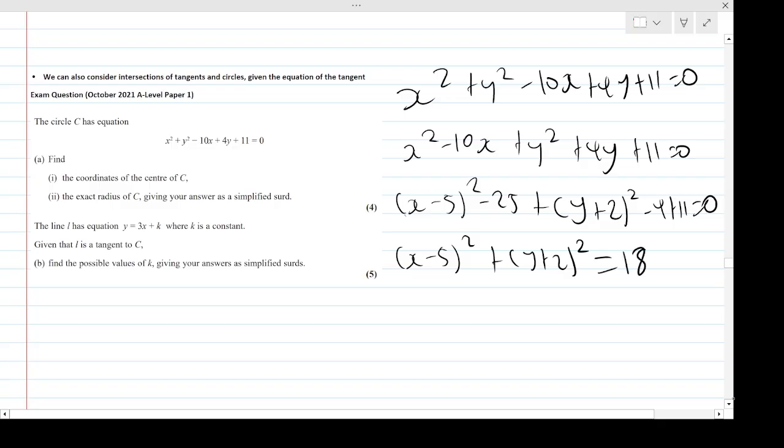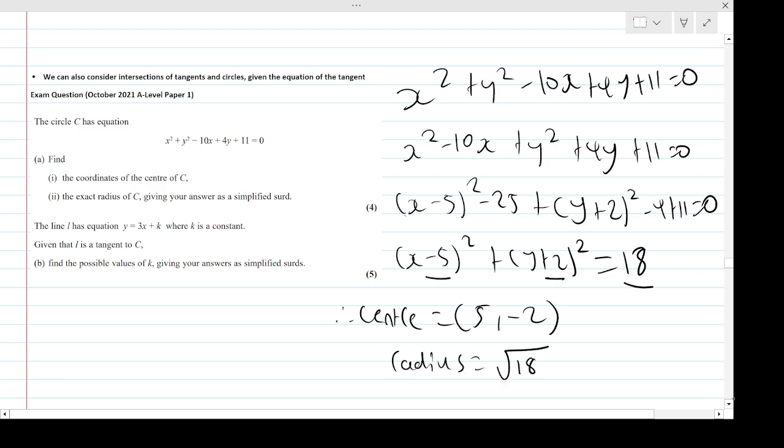So that therefore means the centre, well, if it's minus 5 here, it's going to be plus 5 there, then plus 2 will go to minus 2 there. And the radius, well, radius squared is 18, so the radius alone is root 18, and that actually goes to 3 root 2 to simplify it. So that's part A, and that's 4 marks.